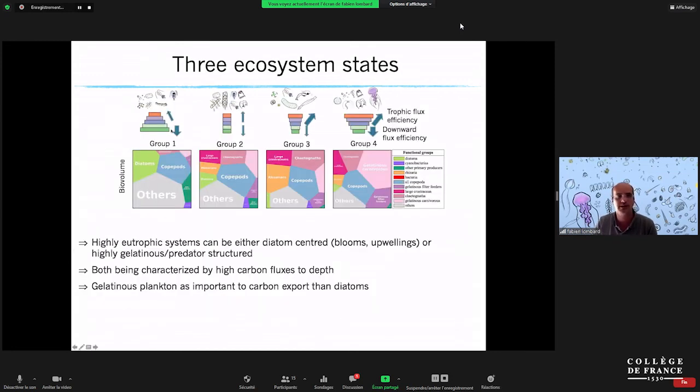And when we relate that to the carbon flux, basically we have those kinds of ecosystems that can have high carbon flux to the bottom. And then we have those two ecosystems that have high trophic efficiency toward higher levels, and that one being still associated with high fluxes in the seawater.